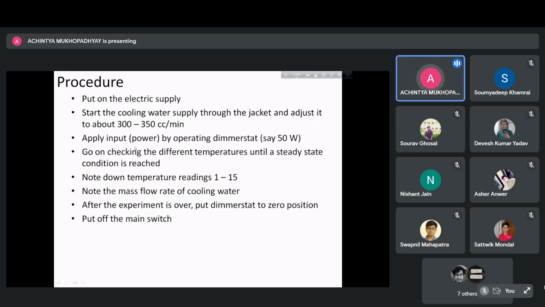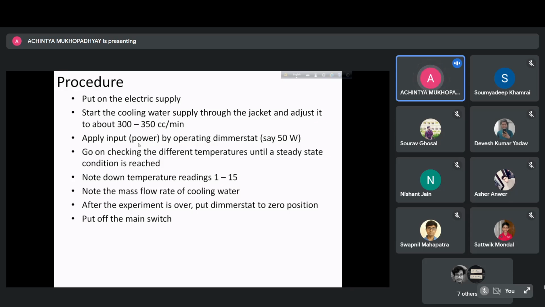Then you apply the input power by operating the thermostat, say at 50 watt or some such value, and wait till the steady state is reached, and then note down the temperature readings 1 to 15. So how will you know the steady state has been reached? You have to keep on noting the temperatures at regular intervals, and when you see that the temperatures are not changing over a significant period of time, then you know that the steady state has been reached. Then you take down the temperature readings 1 to 15.